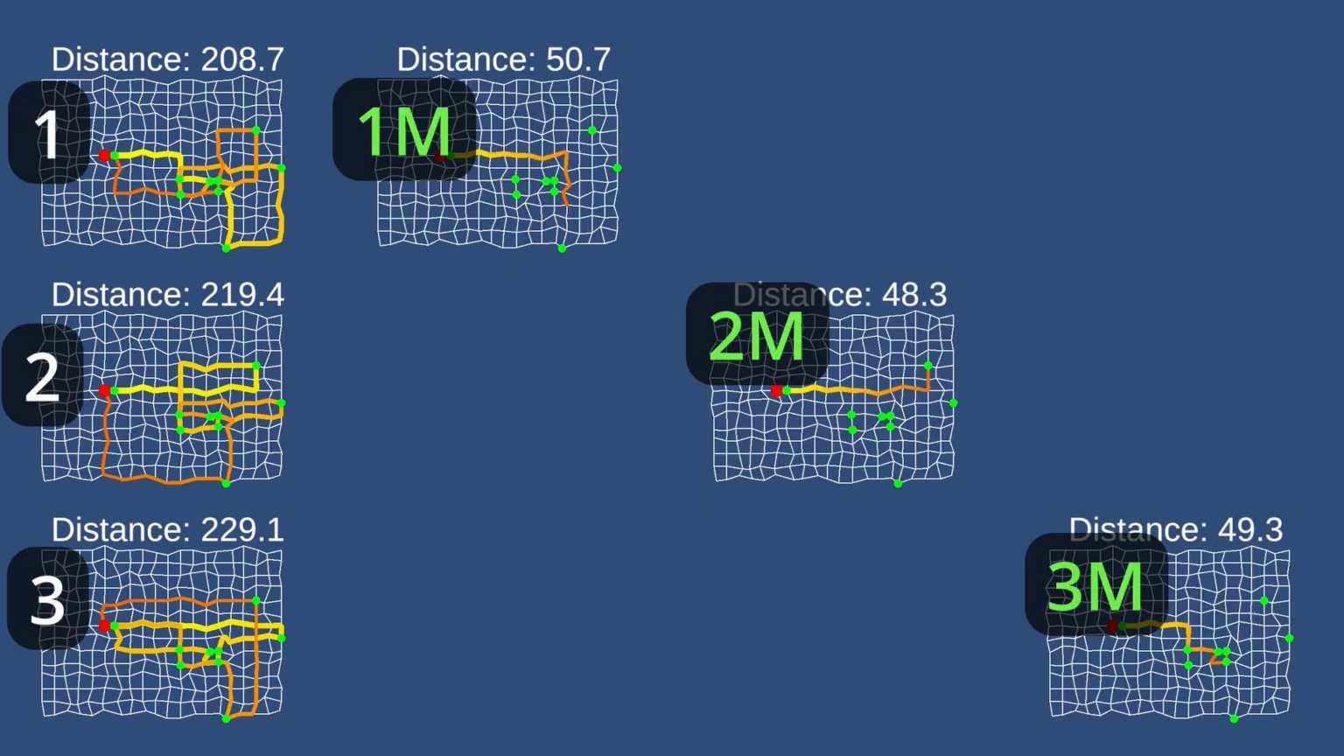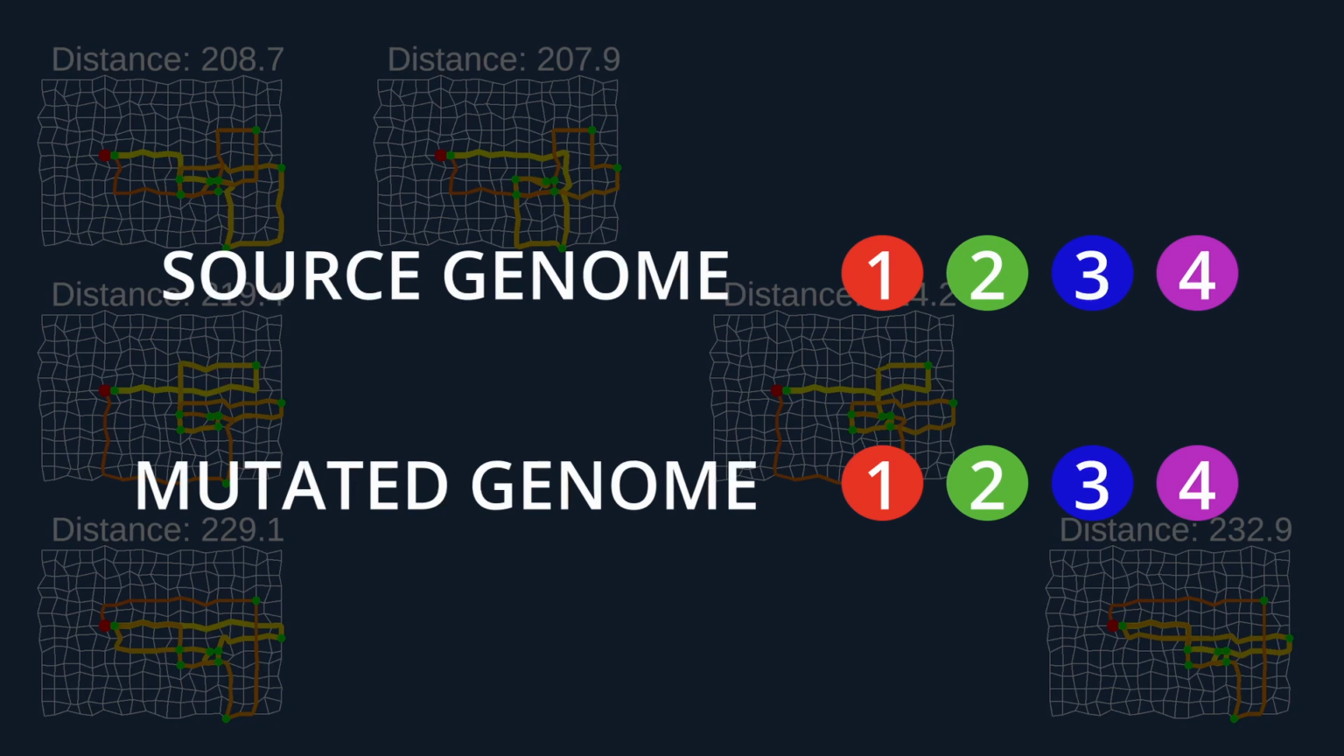Through mutation, random changes are introduced to each leader's route. Mutation involves swapping random points along the routes with a given probability. This process introduces variations and explores new paths.